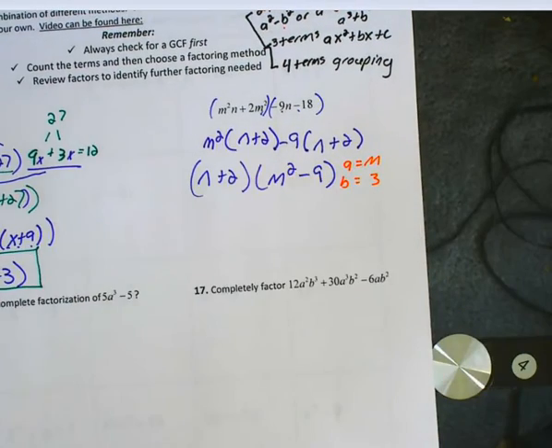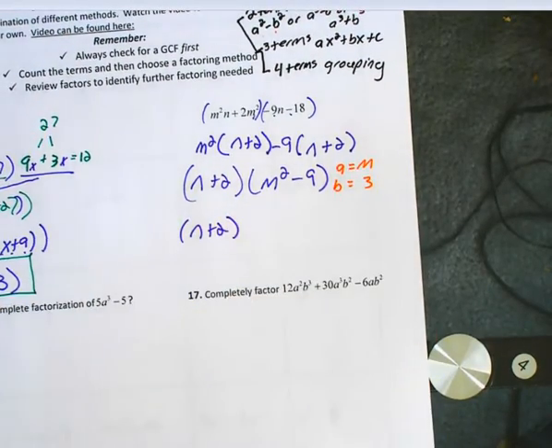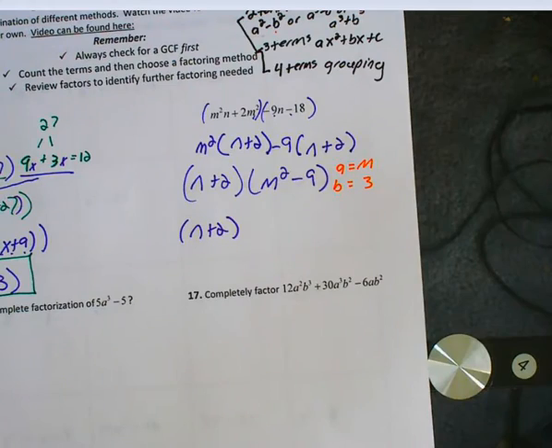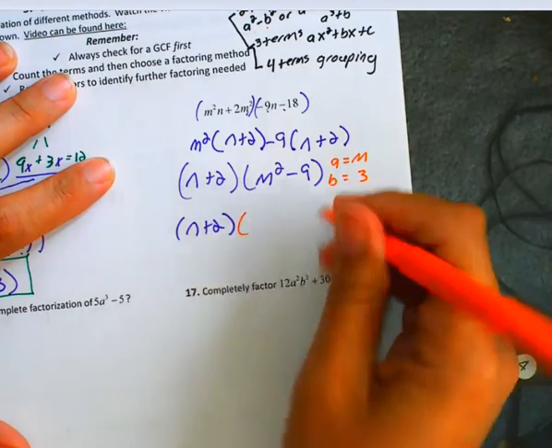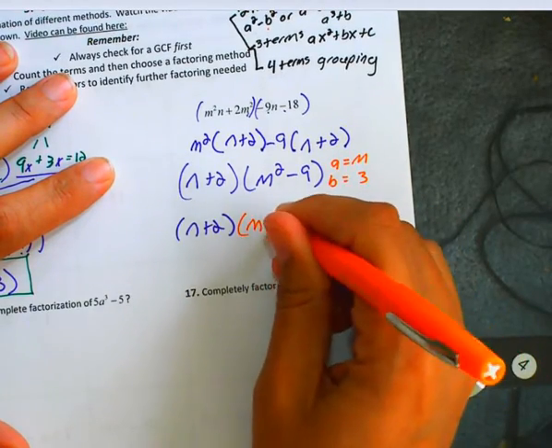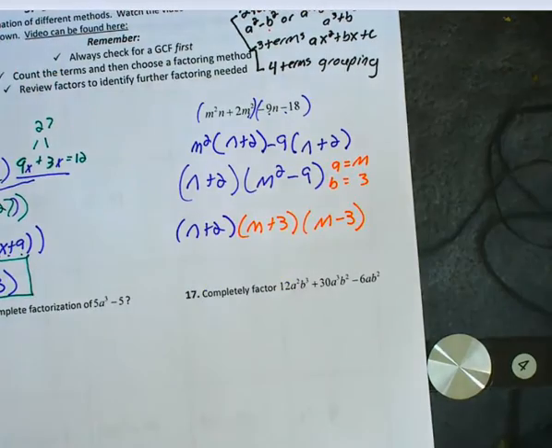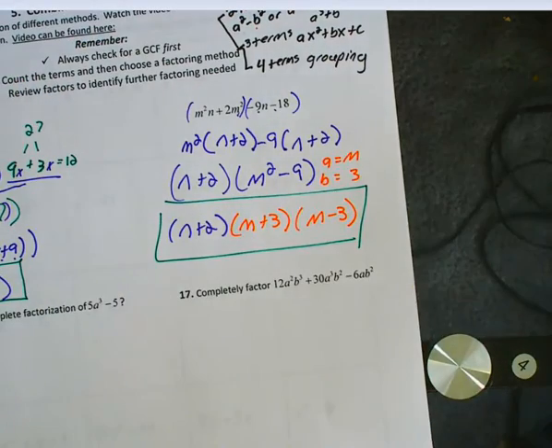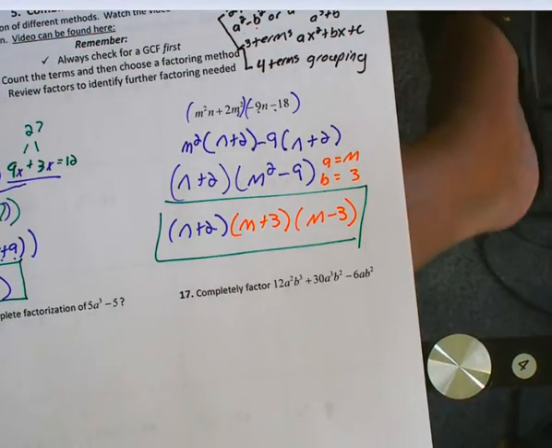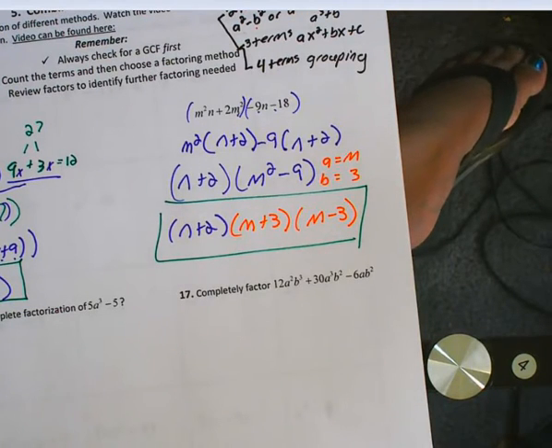And this first factor does not go away. I'm going to write that down, n plus 2. And then I'm going to write the factored form of my difference of perfect squares, which is going to be m plus 3, m minus 3. Now that is fully factored, and I am done. So please notice you're having to make a judgment call here, and then you also need to continue to look at the problem to see if there's anything else that needs to be factored.